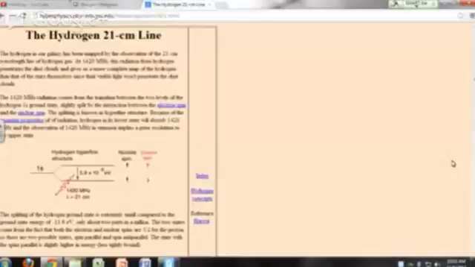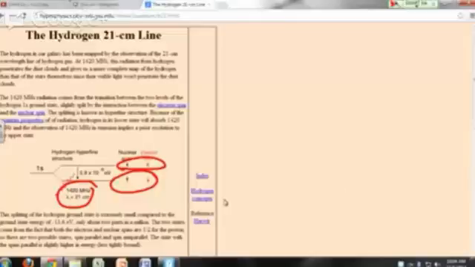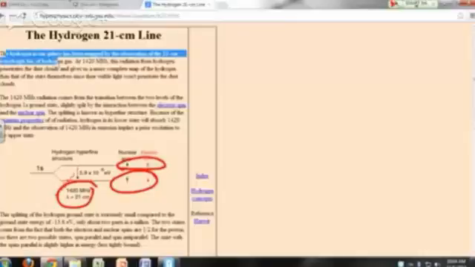So you're looking at a splitting of 5.9 times 10 to the negative 6 electron volts. That's a very long wavelength, so very low frequency, 1420 megahertz. So when the spins are anti-parallel, you have a lower energy as opposed to when the nuclear spin and the electron spin are parallel. This is what they use to map the hydrogen in the galaxy.